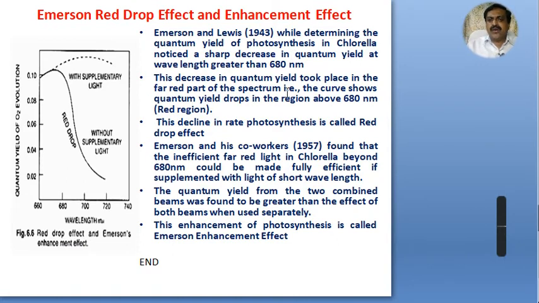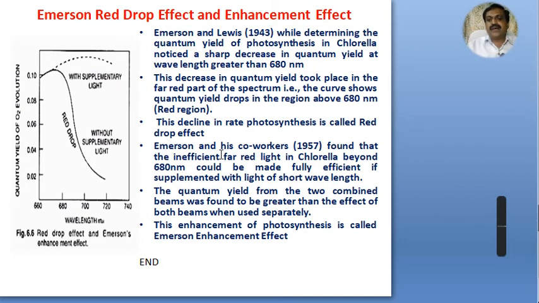This decrease in quantum yield took place in the far red part of the spectrum, that is, the curve shows the quantum yield drops in the region above 680 nanometers. The right side of it is above and the left side is below. So there is a sudden drop. This drop in the rate of photosynthesis at the red region is called red drop. This decline in the rate of photosynthesis itself is called the red drop effect.